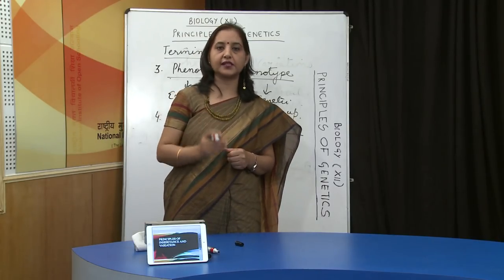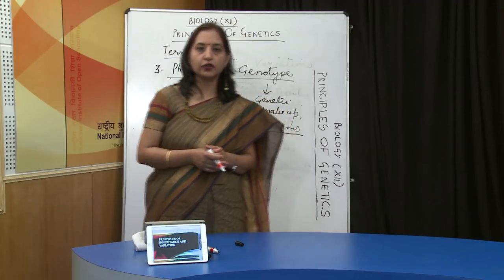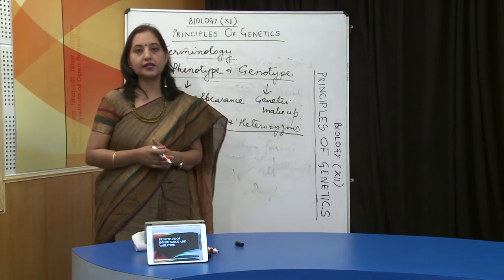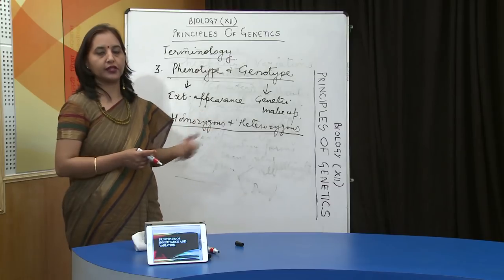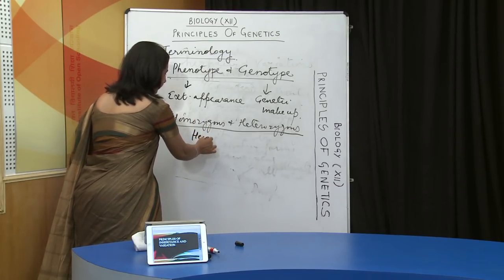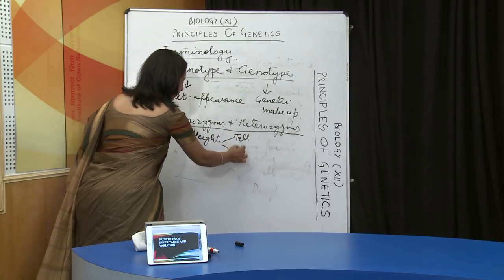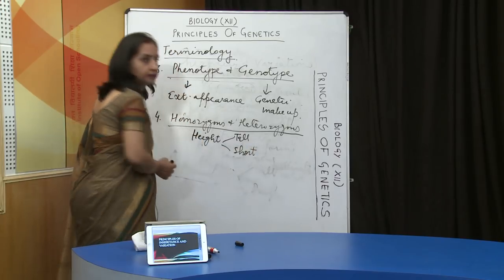Homozygous means when the same type of allele is duplicated, wherein heterozygous is when there are dissimilar alleles. I'll show you with the help of an example. The height of the plant can be tall or it can be short.